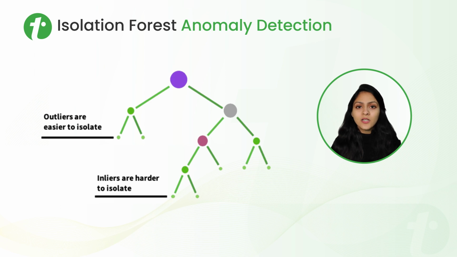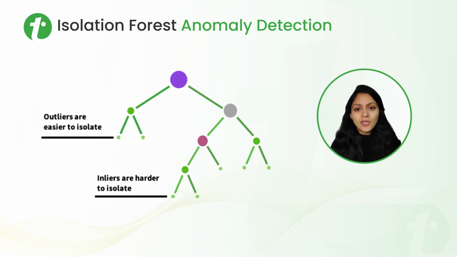Now let's consider an isolation tree. These data points are easier to isolate, so these data points are considered as outliers, as these data points have a shorter path length, only 1-2 steps.